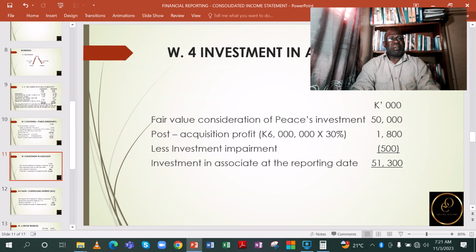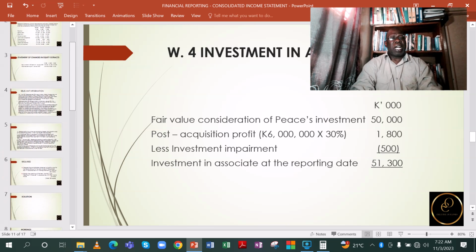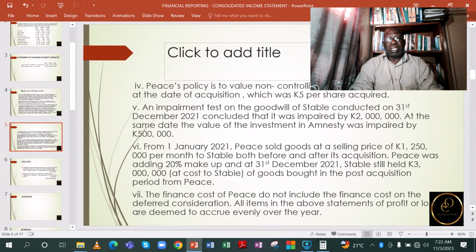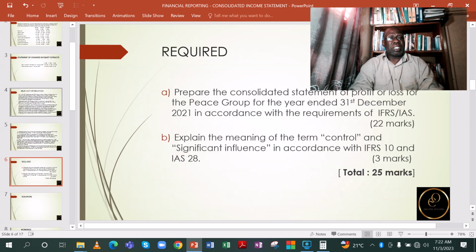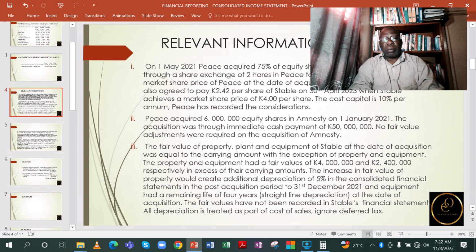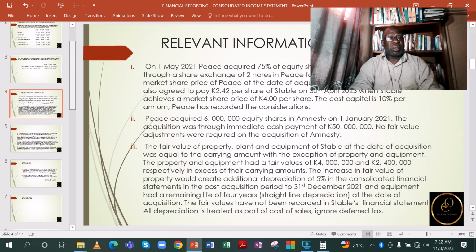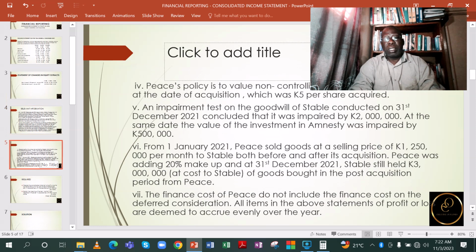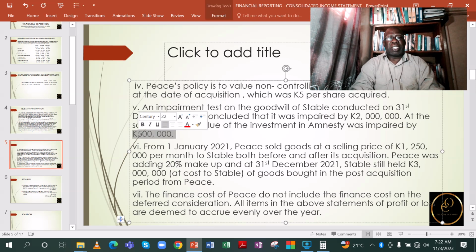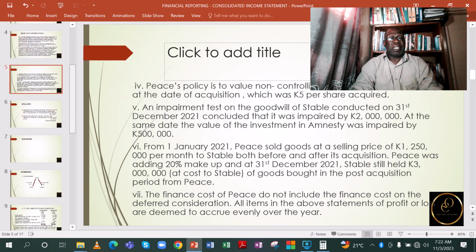Then we are advised that there was also impairment in Amnesty of 500,000. Let's look at that particular part, where I got this impairment. You see that at the same date, the value of investment in Amnesty was impaired. Which date? 31st December 2021, the reporting date. There was an impairment in Amnesty of 500,000. So that's what we pick.